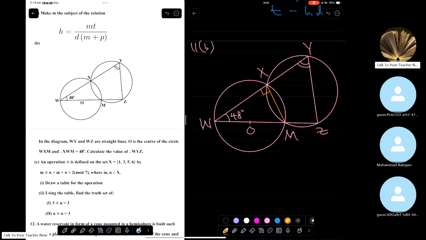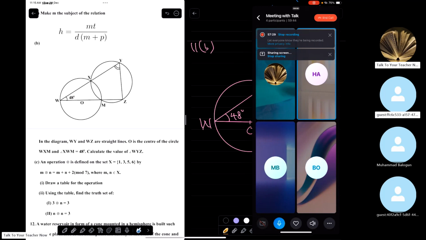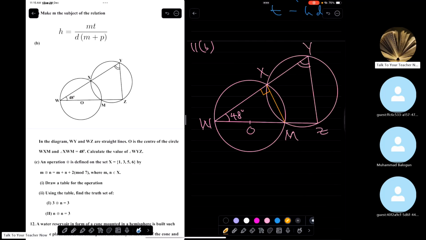Do you understand that, Ajara? Angle in a semicircle. How do you know that? Sir, just see the lines that form a triangle with that chord, with that diameter, this line WX and this line XM. They meet at the circumference of a circle to form a triangle with the diameter. So the angle they form at that circumference is going to be 90.